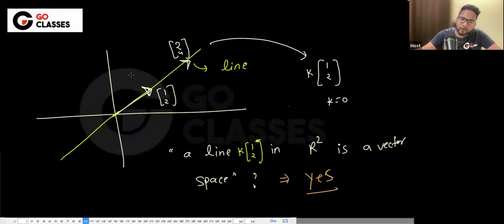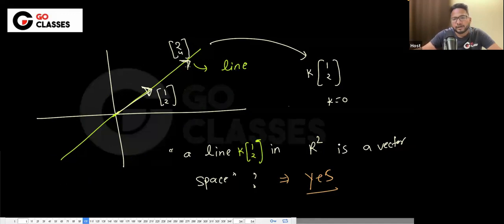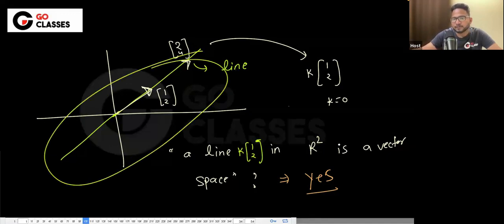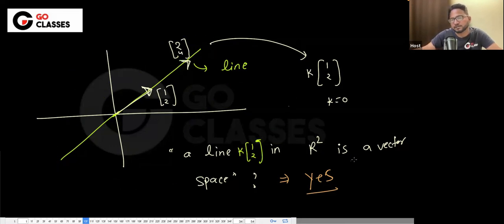So basically, I'm talking about only this line. Tell me, is this line a vector space? Yes. Is this whole thing, R2, a vector space? Yes. So R2 is also a vector space. A line inside R2 is also a vector space.